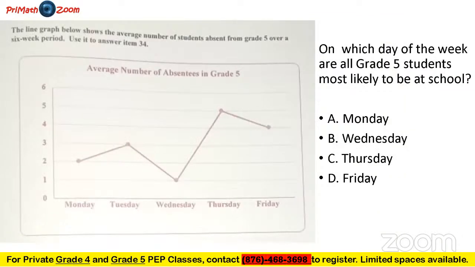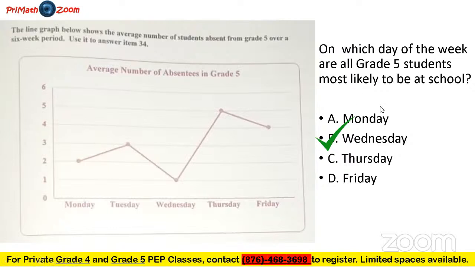The line graph below shows the average number of students absent from grade 5 over a 6-week period. Use it to answer item 24. The question says, on which day of the week are all grade 5 students most likely to be in school? So since this graph is showing the average absentees, it means that the day with the lowest absentee, which is Wednesday, is the day when most likely, all grade 5 students will be in school. So the correct answer would have to be B, Wednesday.